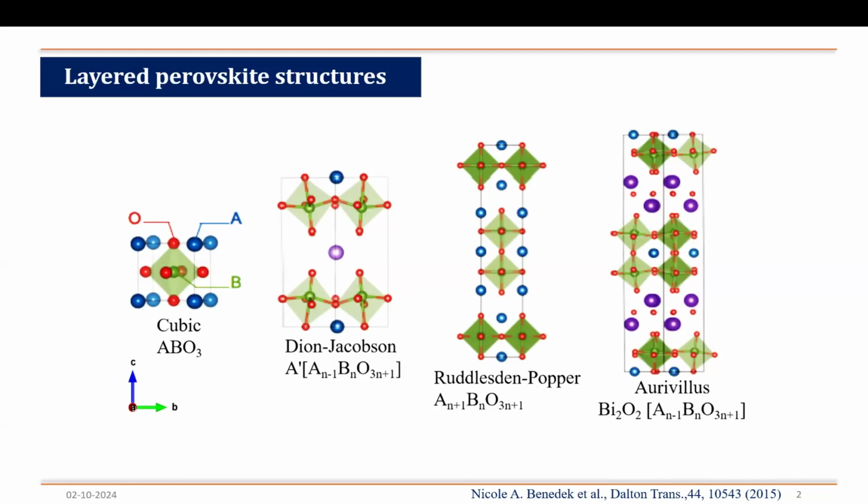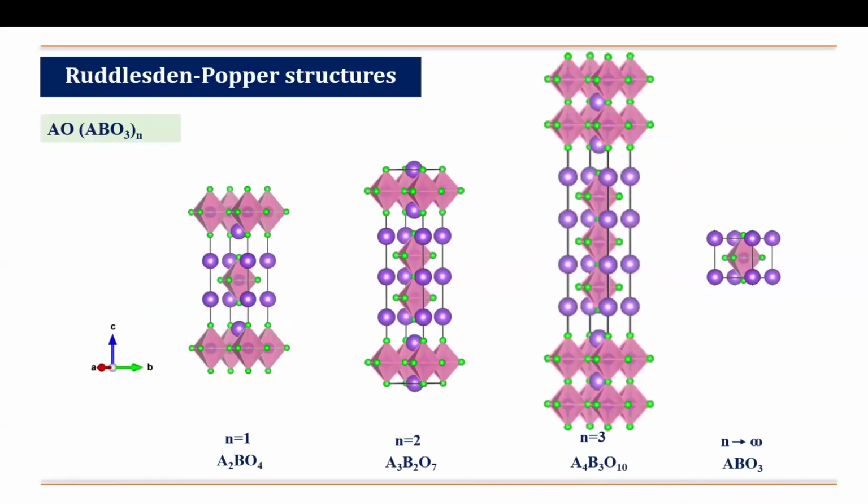Currently, my work focuses on Ruddlesden-Popper phases. So I'll move on to Ruddlesden-Popper structures. For different values of n as shown here, we can have single layer Ruddlesden-Popper structure, double layered, triple layered, etc. And when n tends to infinity, we'll get the normal perovskite system.